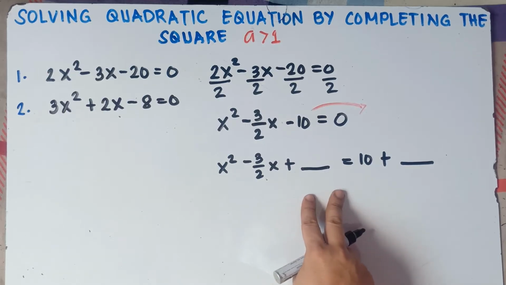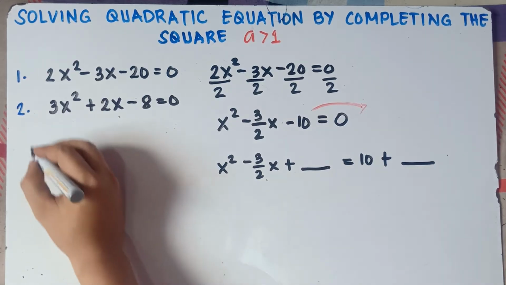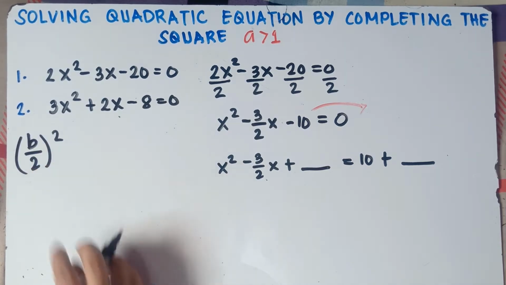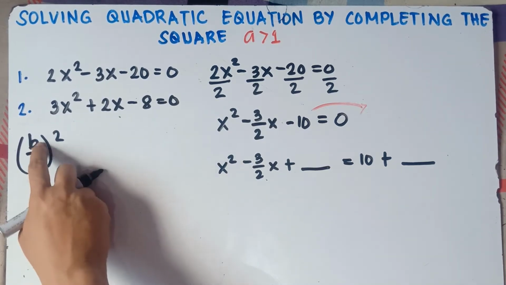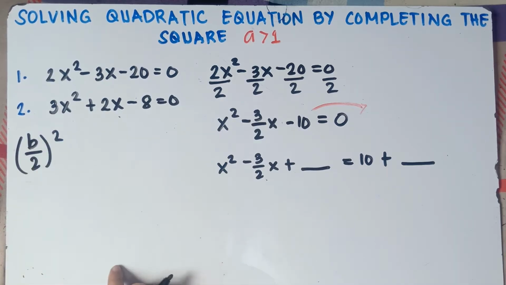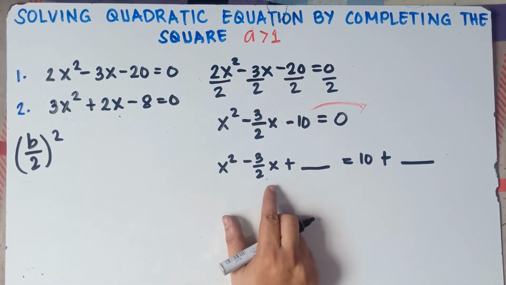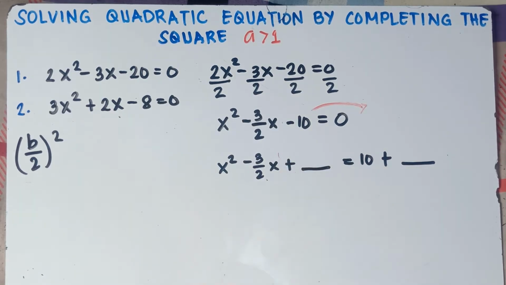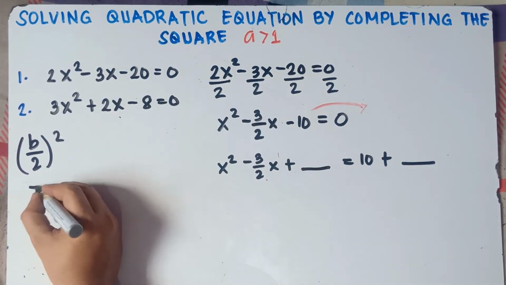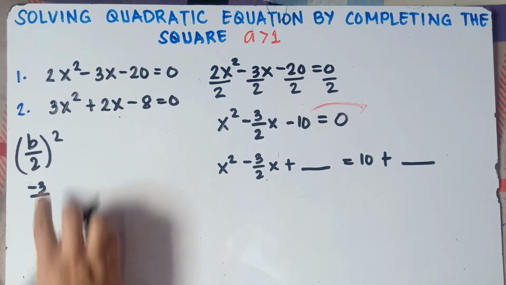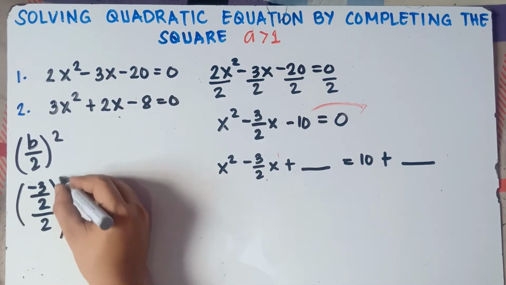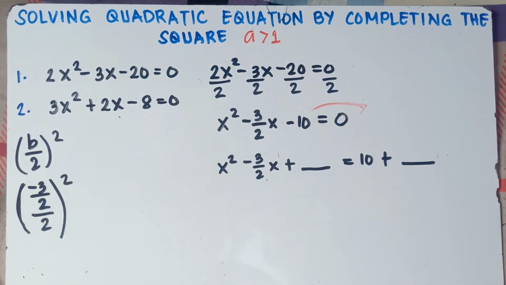Now, to find that number, class, we do have a formula. The formula is (b over 2) quantity squared. Once again, b divided by 2, quantity squared. The value of b, class, is the coefficient beside x with an exponent of 1. So the value of b would be negative 3 over 2, divided by 2, in parentheses, then squared. Once again, class, always remember this one.